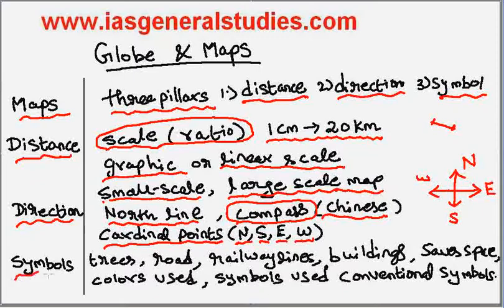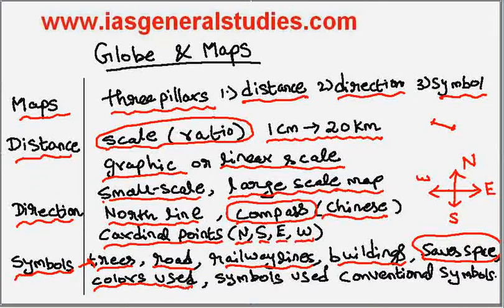Now regarding symbols, in maps we use symbols to represent trees, roads, railway lines, buildings, etc. And if we represent them by some other means, it may consume a lot of space. Thus using symbols reduces the space, that is, it saves space, so that we can give a lot of information. And we use different colors also.